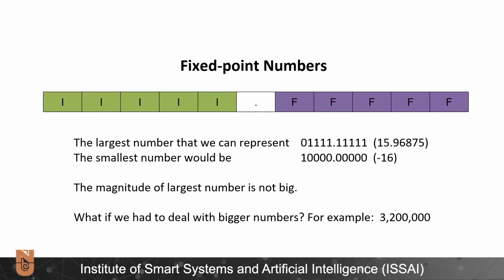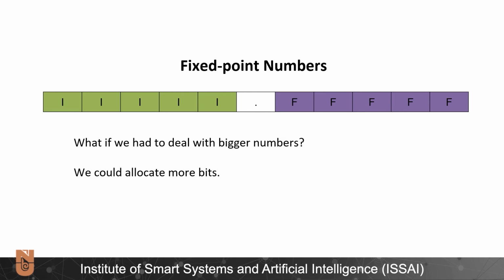As you can see from the video, the magnitudes of the numbers are not big. It is only 15.96875 for the largest number. You might say that we encounter problems when we have to deal with the bigger numbers, but we have allocated only a small amount of bits. One solution that immediately comes to mind is that we could allocate more bits beforehand. But in reality, most hardware use 32 or 64 bits, so we have limitations in our hardware. We need another solution for this.